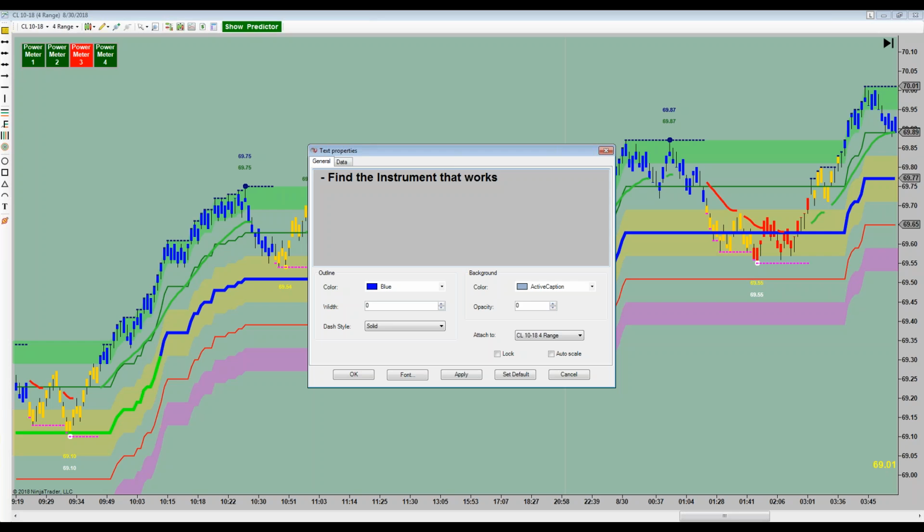You got to experiment around out there, and you're going to find instruments that work. I don't trade all the instruments. Some days I only trade a couple of them. Some days I might trade one. Other days things are all flowing real nice, I might trade 4. Find the instrument that works.